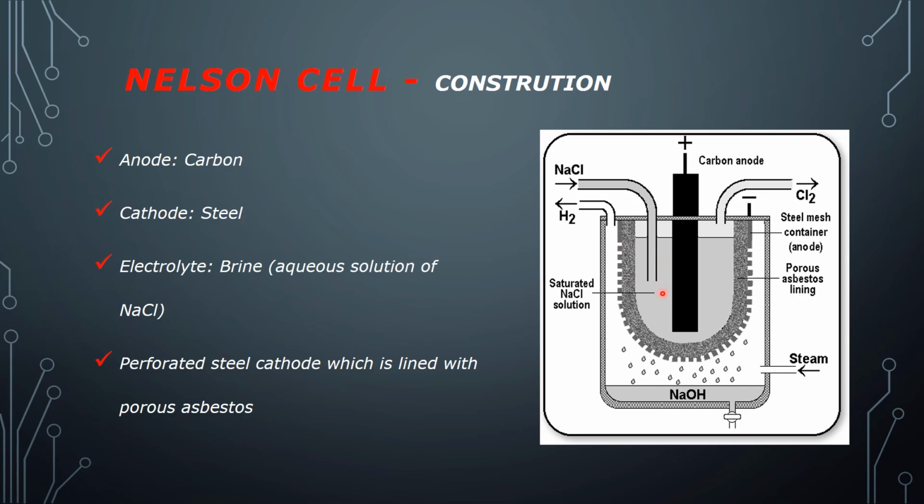The electrolyte here is aqueous solution of sodium chloride. Aqueous solution means solution in water. This means sodium chloride is dissolved in water. The steel cathode is also lined with porous asbestos. We will also discuss the function of asbestos lining here.